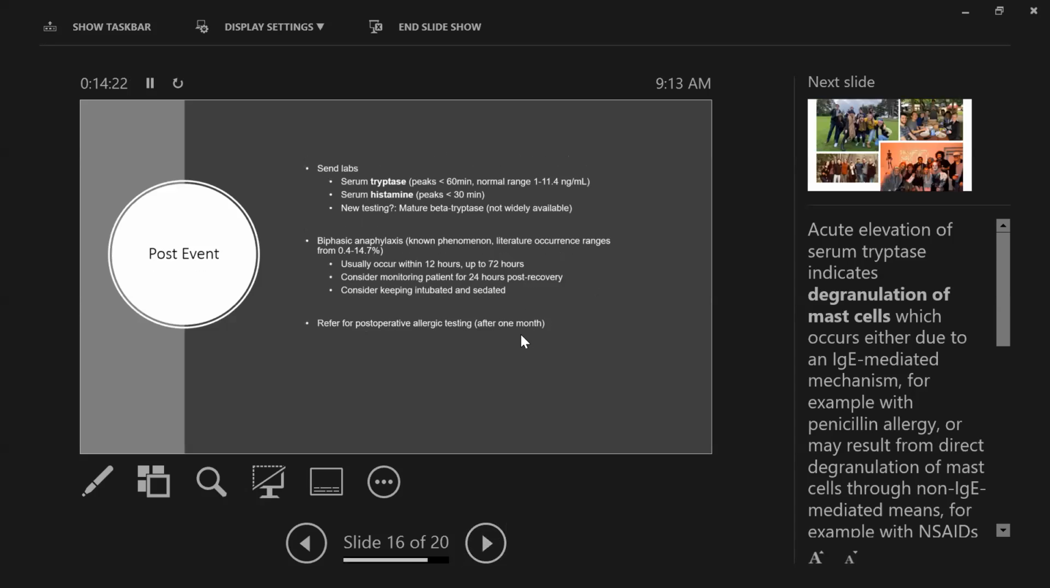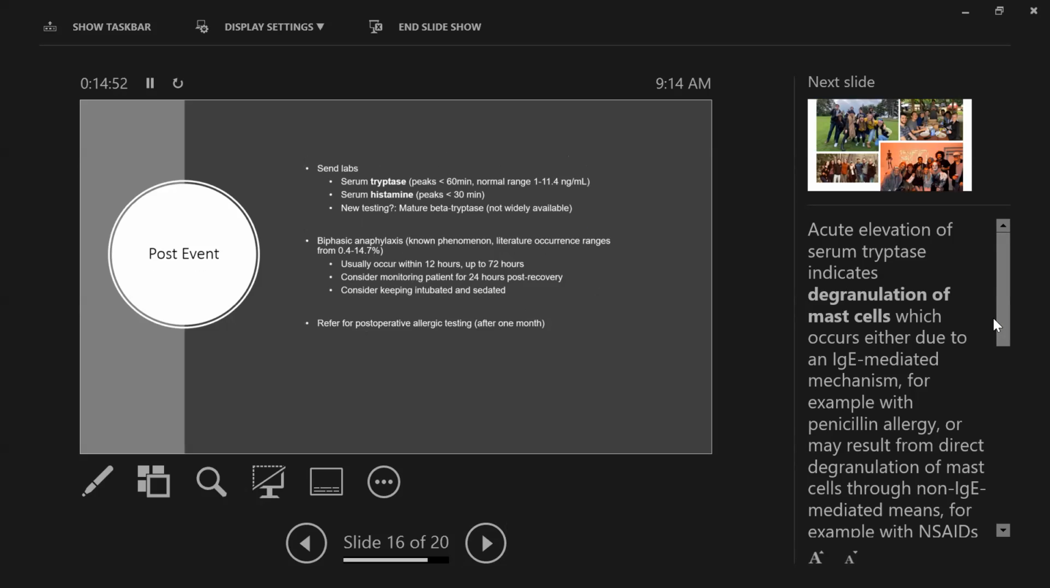Okay, and then as far as post-event things to consider, we should consider sending labs. To help delineate if this was a true anaphylactic reaction, we should ideally send serum tryptase levels, and those peak about or over an hour after initial onset of symptoms. A normal range is anywhere from 1 to 11.4 nanograms per milliliter.